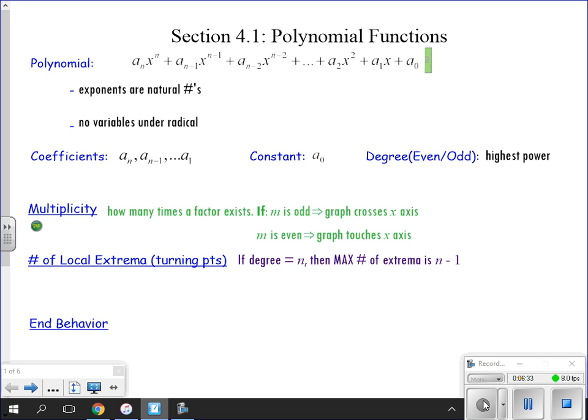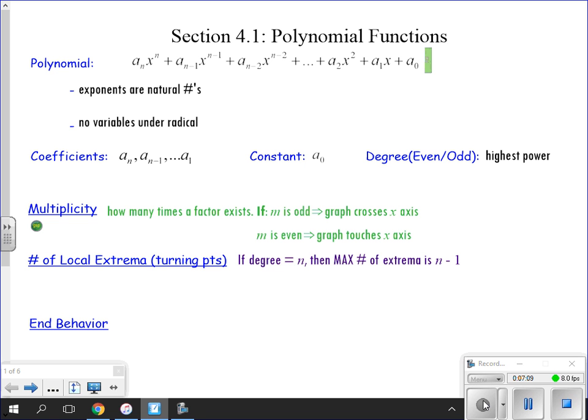Once again, x to the 100th. The maximum number of extrema we could have would be 99. If we have some polynomial where x to the 100th is the largest power in our polynomial, we could, in theory, have 99 maximums and minimums. But if it's x to the 100th all by itself, we have 1. There is only 1. But we have a possibility of having 99 of them. We don't.